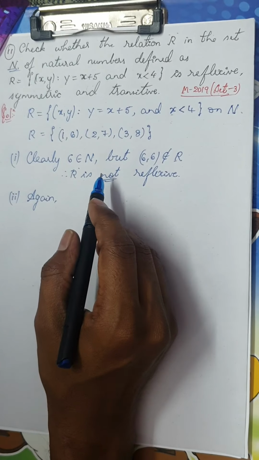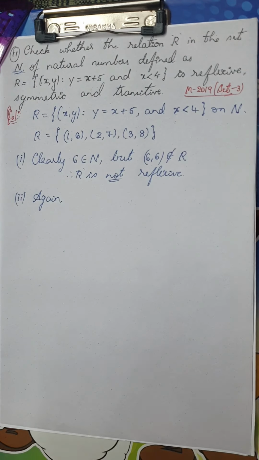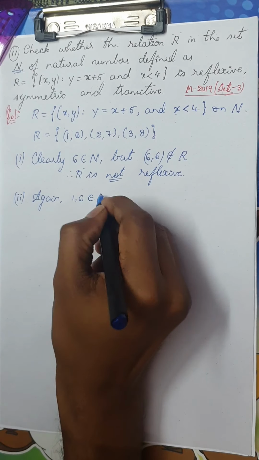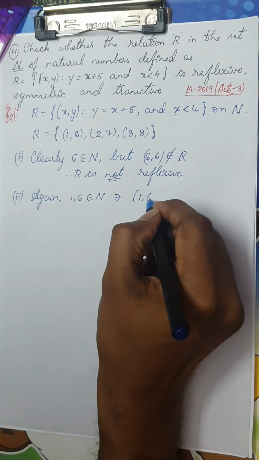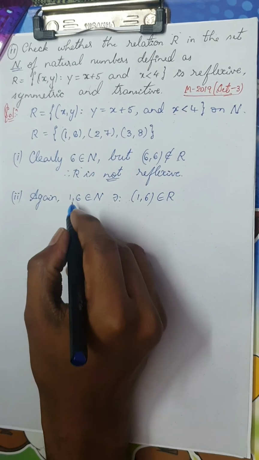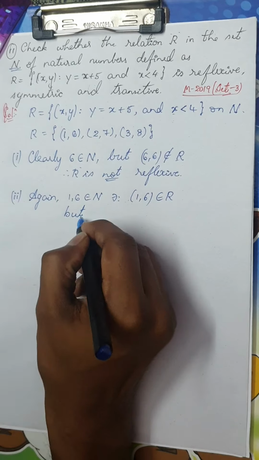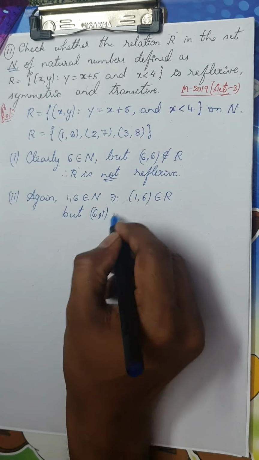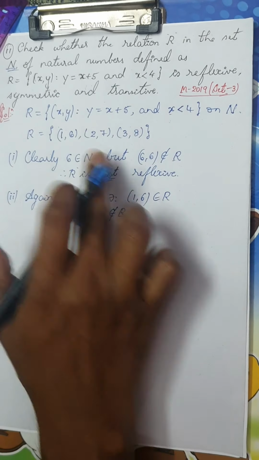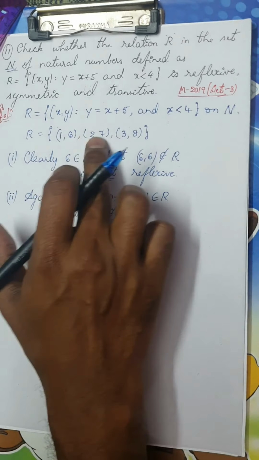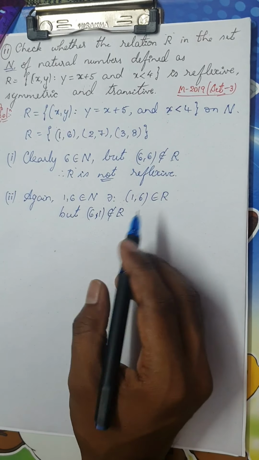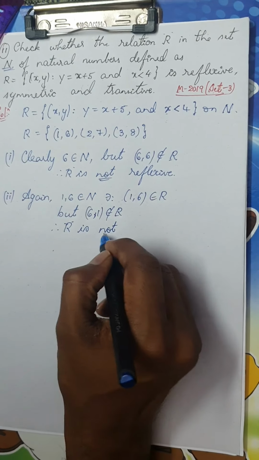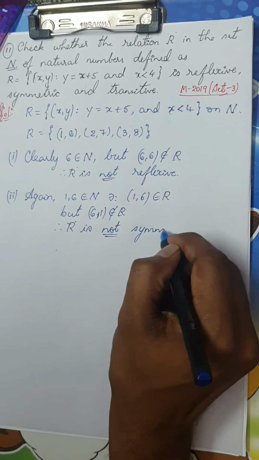Next, let me take two elements. Again 1 comma 6 belongs to R, but 6 comma 1 does not belong to R. 1 comma 6 is there, 6 comma 1 is not there. Or you can check 2 comma 7 is there, 7 comma 2 is not there. Therefore, you can say R is not symmetric.